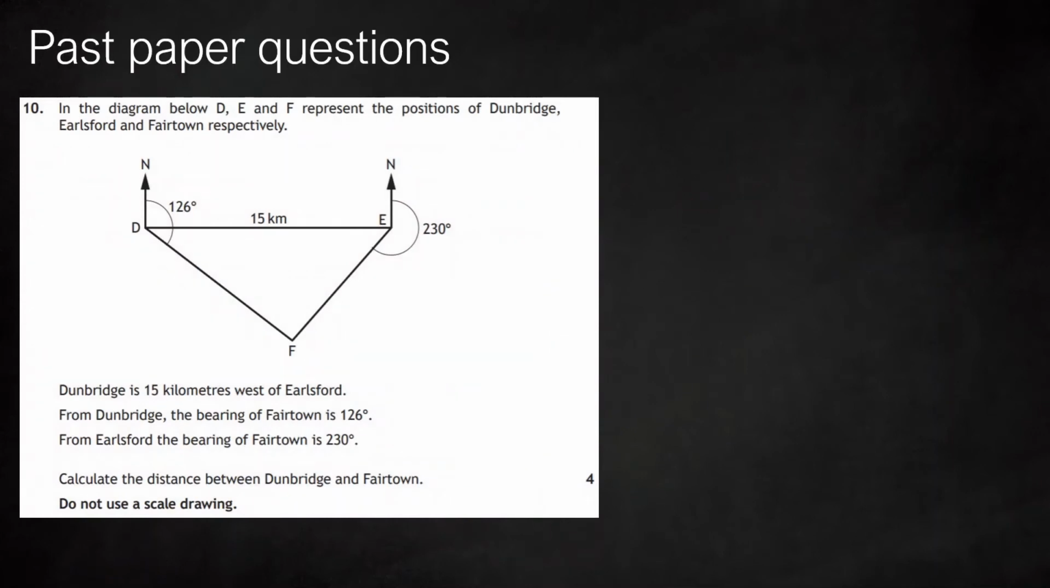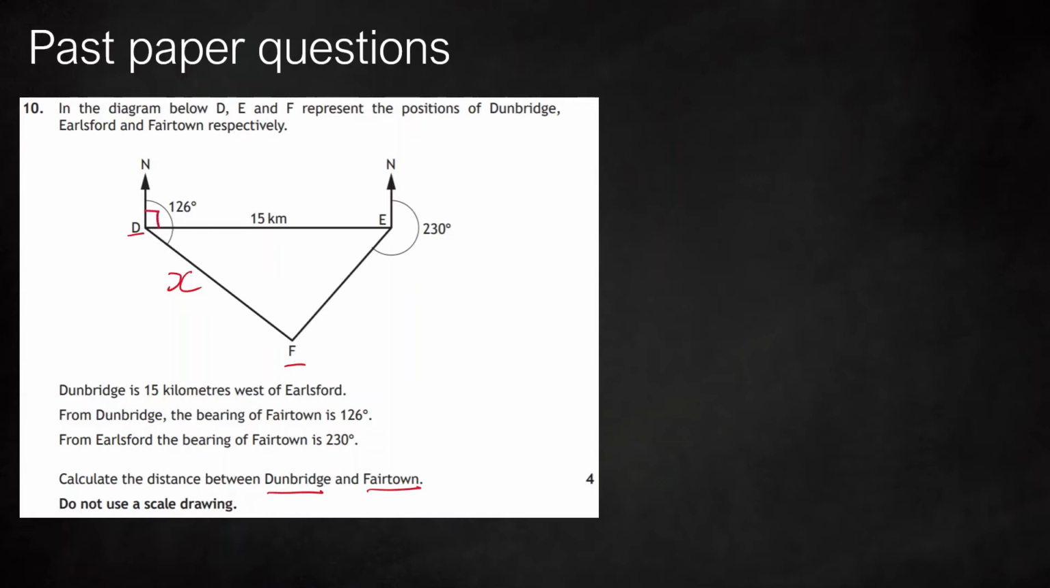So in this question, let's highlight the key information first. What's the distance between Dunbridge and Fairtown, which is just D and F here. So we're looking for this side, and I'll just label it as X. Whenever I start bearings questions, I don't worry too much about where I'm trying to go. If it gives me angles, I'll try and work out the internal angles of the triangle first before doing anything else, because that'll usually come in the question, either in the form of the sine or cosine rule.